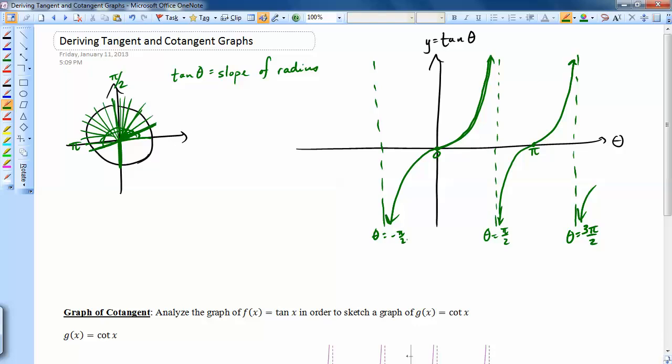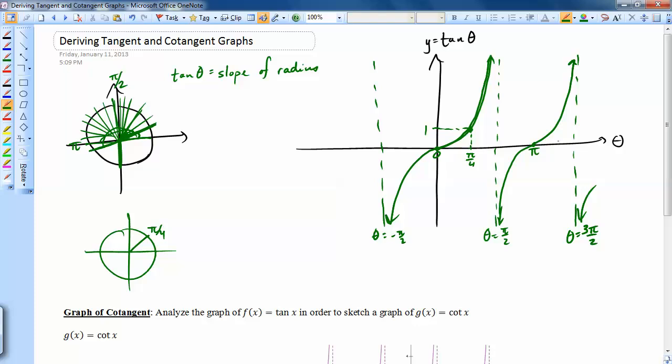One other set of points that you can figure out pretty easily would be when the slope is 1 and negative 1. So when is tangent 1 and when is it negative 1? So let me redraw this unit circle. Slope is 1 right between 0 and 90 degrees, or 0 and pi over 2 radians. So this happens at pi over 4. So at pi over 4, you get a slope of 1. And that's going to repeat pi units later.